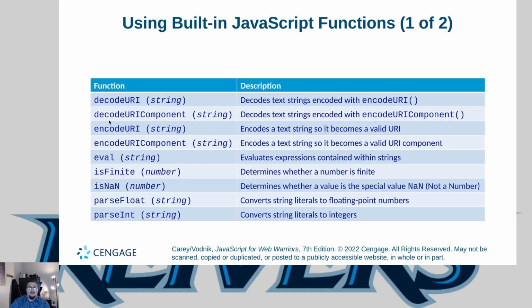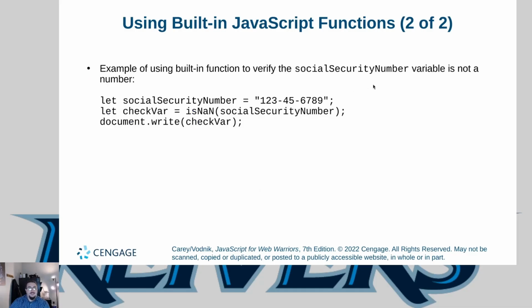These are some of the built-in JavaScript functions. You have decodeURIComponent, encoding as well, eval, isFinite or isNaN, parseFloat, and parseInt. For example, we have a function here to determine if this is a social security number. Let socialSecurityNumber equal some number, following the social security number field with the dashes inside. So we can do checkVar, isNaN socialSecurityNumber. If we do document.write checkVar, it will then return whether or not this is a number.